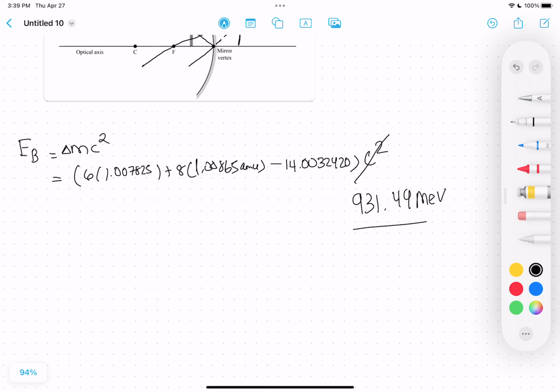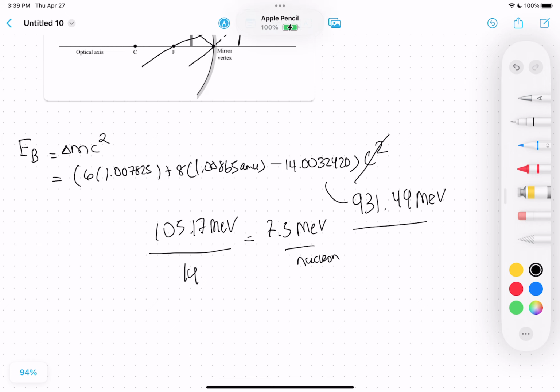2908. Yep. So you just take that 105.17 mega electron volts that you should get from multiplying these two. So 105.17 mega electron volts, and then divided by 14, and that should give you about 7.5 mega electron volts per nucleon, basically. Now they might ask you to maybe convert this to joules per nucleon or something like that.